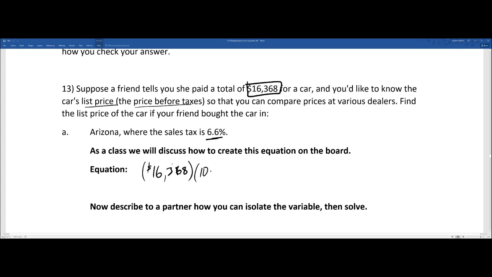So we would take 100% minus the 6.6%, and if you actually did this in decimals, you would get, again, our original out-of-door cost before taxes. And now we have 1.00, the 100%, minus the 0.066, that's the 6.6%, and that would equal the list price.